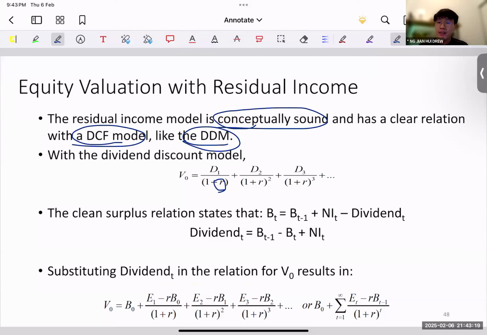And so let's further prove this. We know that the DDM is like this, very easy: dividends discounted by your various cost of equity.